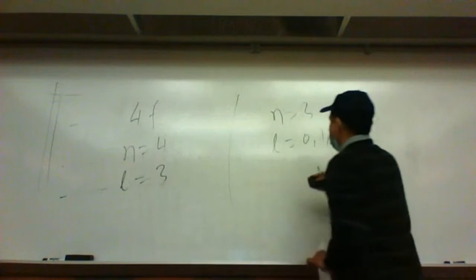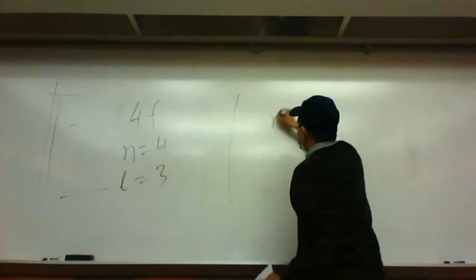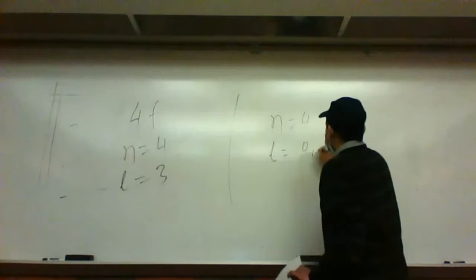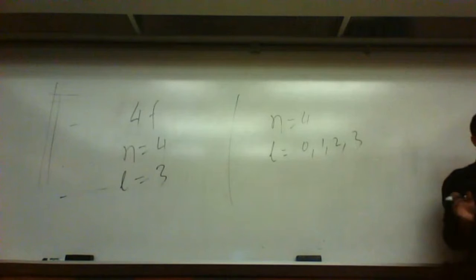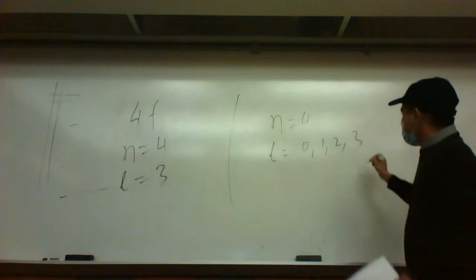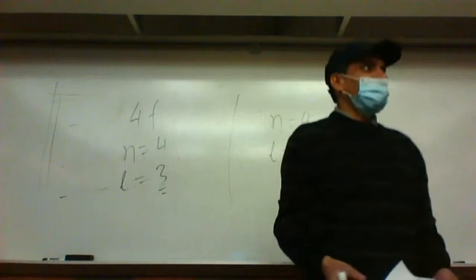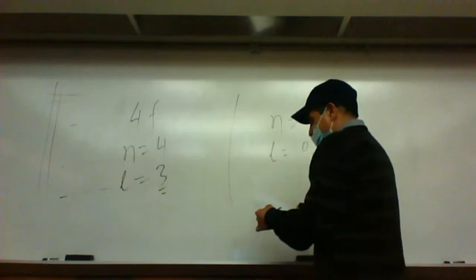Now do those quantum numbers exist or not? Let's write the quantum numbers according to the rule. n equals 4. Now l should be 0, 1, 2, and 3. I cannot go up to 4 here, I can only go up to 3. Do I have 3 here? Yes, I have. Do I have 3 here? Yes, I have 3. So this exists. Make sense? Alrighty.